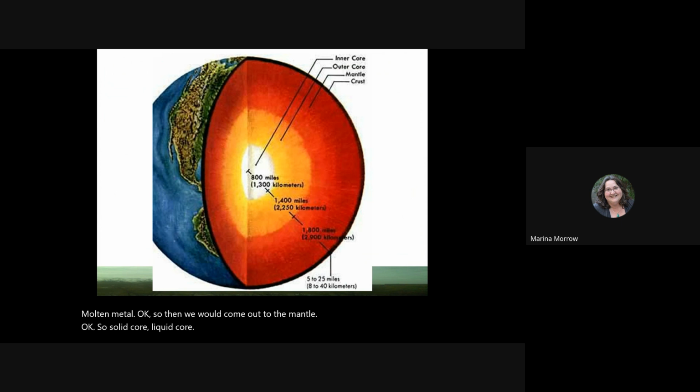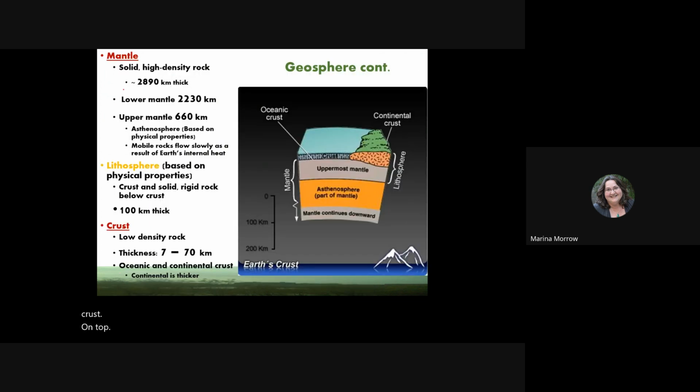So the mantle takes up most of the rest of the planet Earth, except for the very thin crust on top. Okay, so the mantle is more high density rock, but it too is divided into two parts like the core. So there's a lower mantle and an upper mantle. And the thing is that even though this rock is solid, the asthenosphere can actually have movement in it. Okay, so there's movement in here of the rock.